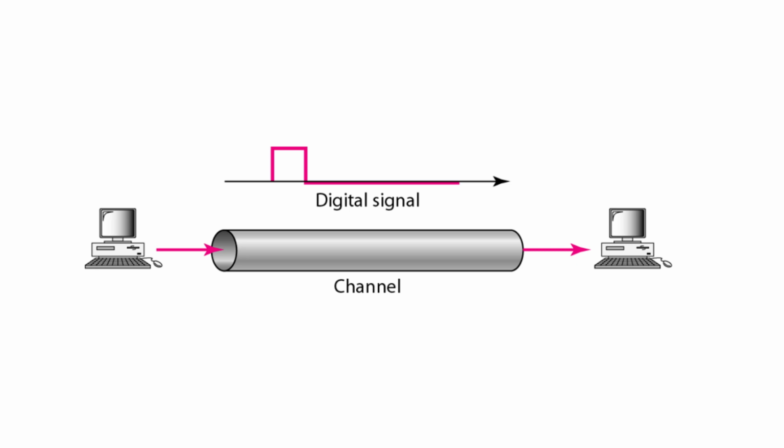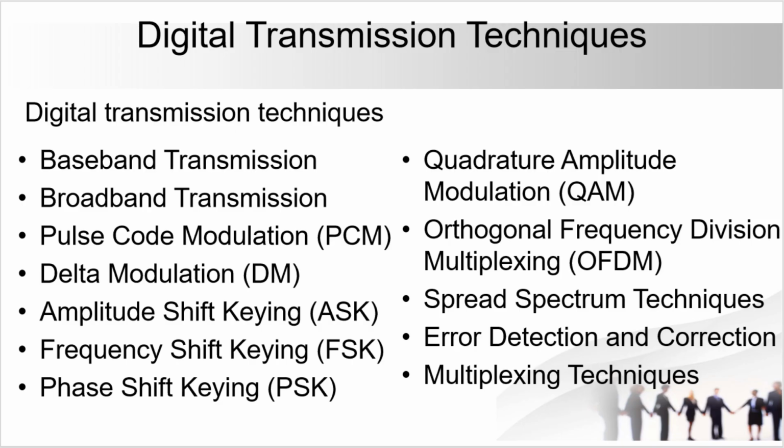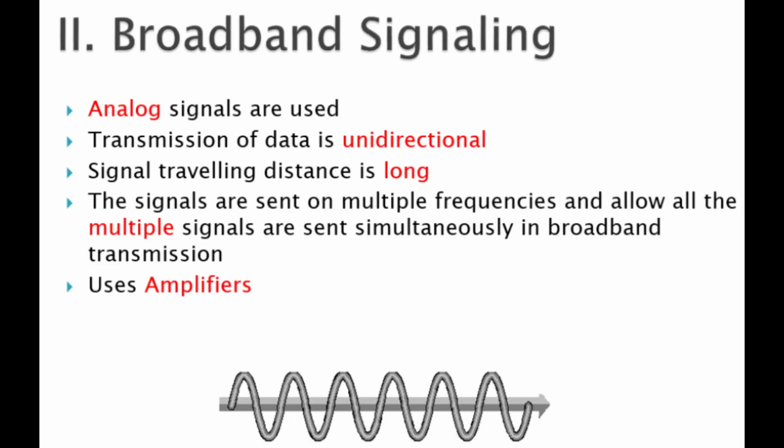And number two, broadband transmission. Broadband transmission involves modulating the digital signal to a higher frequency so it can be transmitted over long distance or shared media such as a cable or wireless channel.